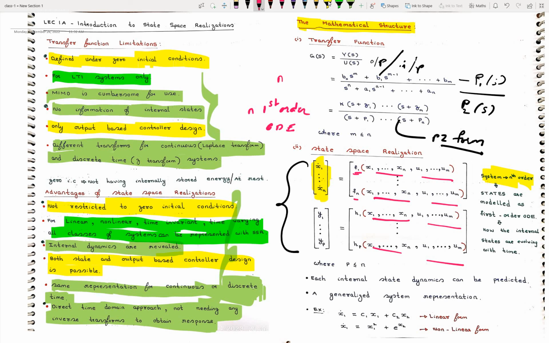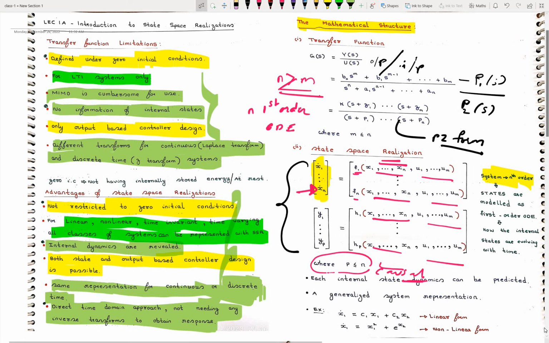Here the condition is that p has to be less than or equal to n for causality. Like here we take n greater than m for causality, in the same way here also, greater than or equal to. So this is the mathematical representation of state space realization. Once you solve a number of problems, it will become a habit for you. So if you see it the first time, don't panic.